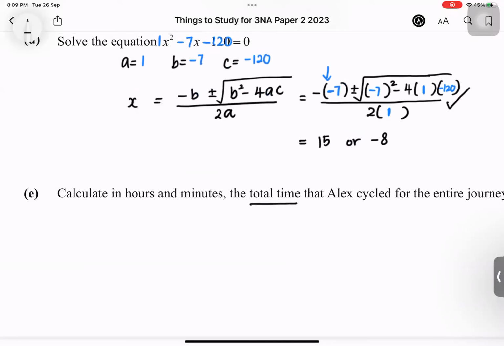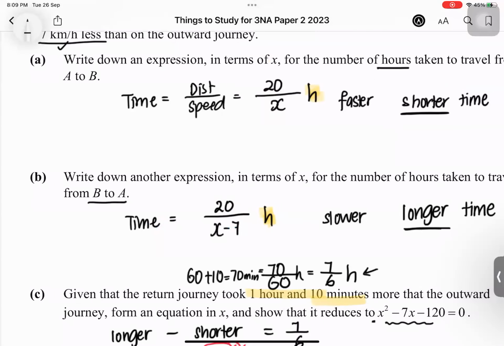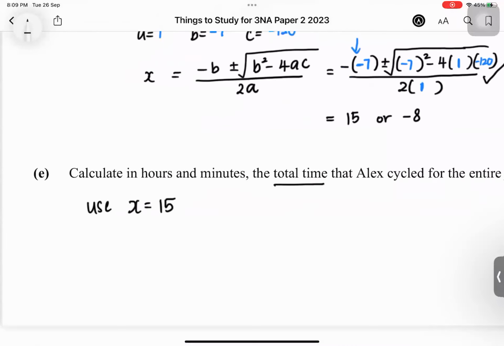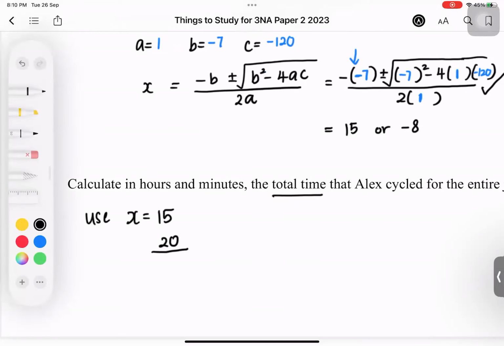So now I need to tell them which x value I use. I use x equals to 15. I want to find the total time taken. The time taken just now was 20 over x, and 20 over x minus 7. Total time taken by Alex. So the total time taken is 20 over x, x now is the number 15, plus 20 over x minus 7, 15 minus 7. Okay, then now you key this into your calculator.